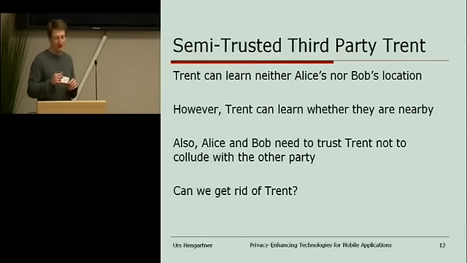And also, Alice and Bob have to trust Trent not to collude with the other party. Because if Trent colluded with the other party, for example with Bob, they could always figure out the distance to Alice. So ideally, we wouldn't need Trent. And so that's what I'm going to do next: outline a solution where we don't need Trent. So Alice and Bob are the only two participants of the protocol.